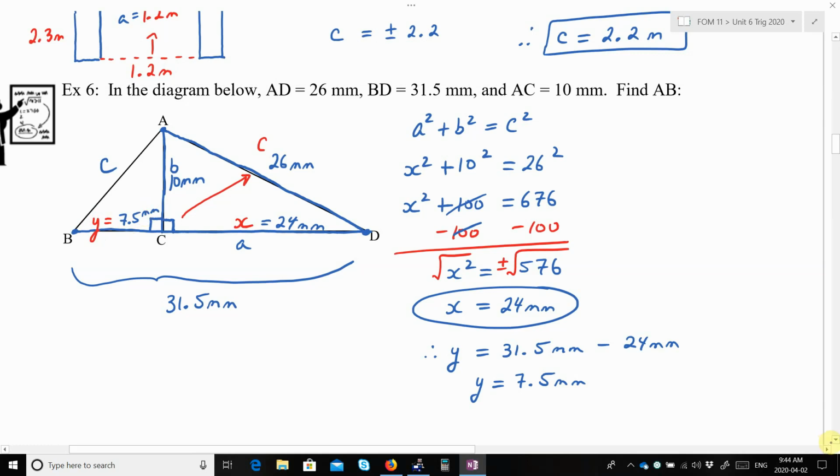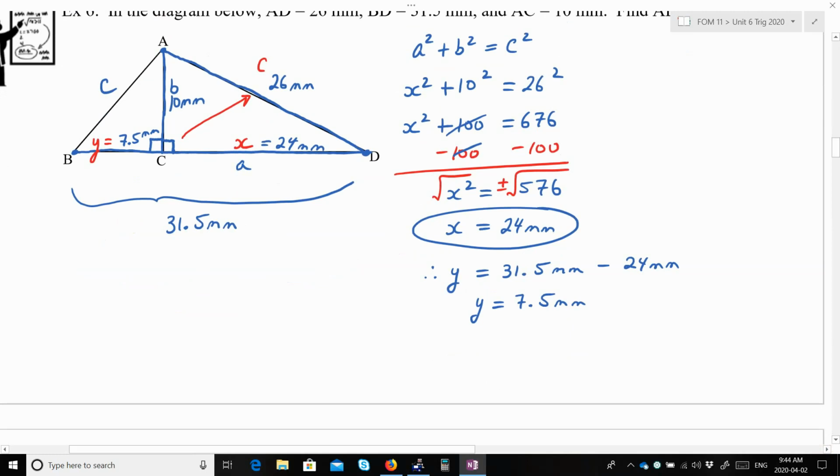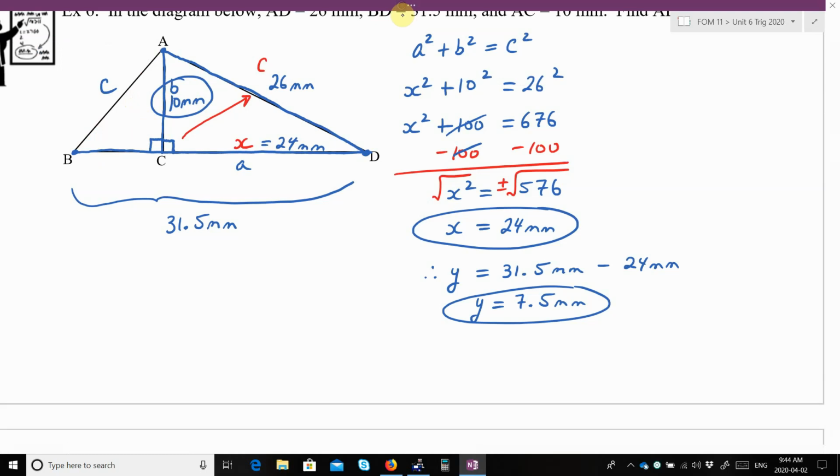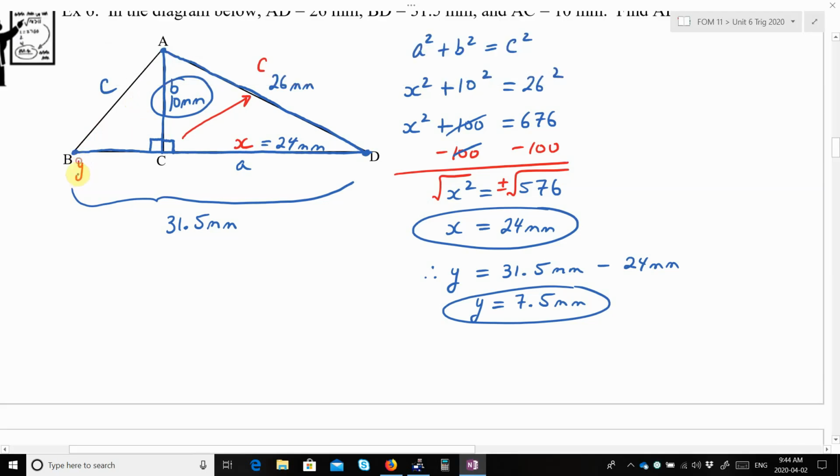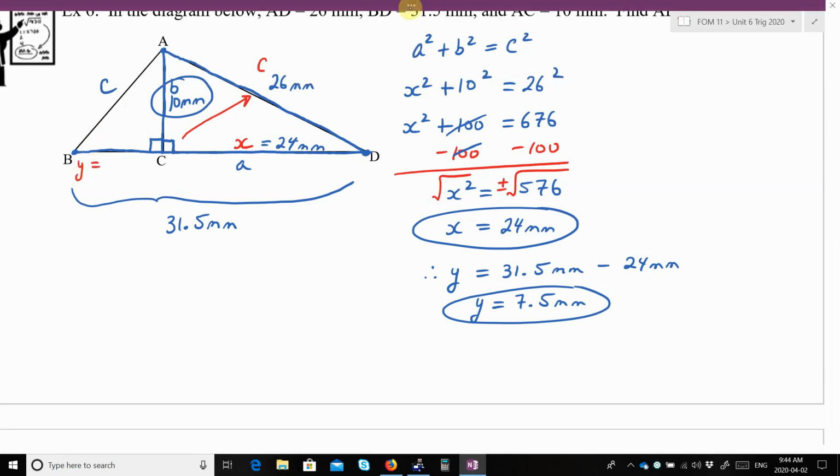Okay, and now we can do Pythagoras in the triangle on the left, the smaller triangle on the left there, using this as our A, and this is our B, and then we're trying to find C, which is across from the 90-degree angle. So here's what I'm going to do. I'm going to go y equals 7.5 millimeters.